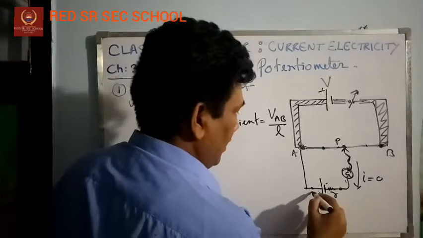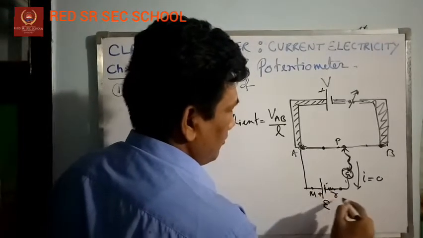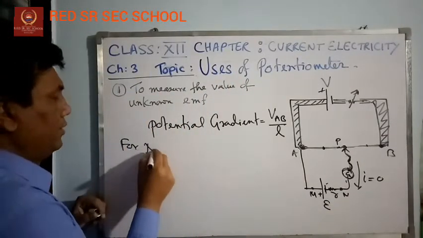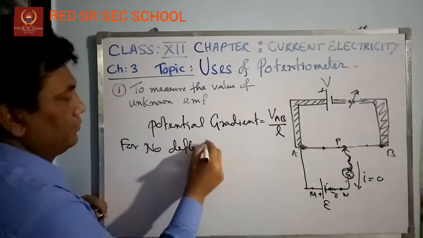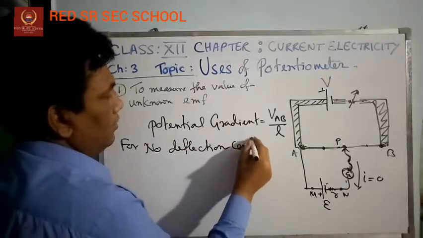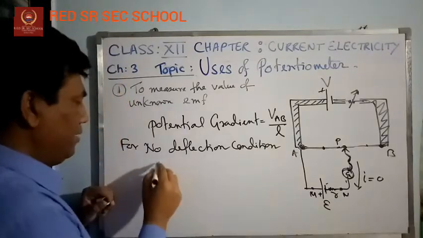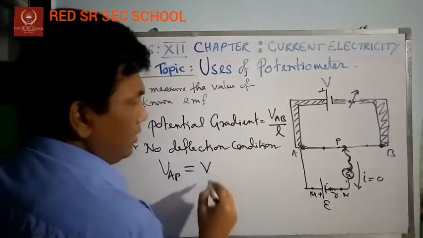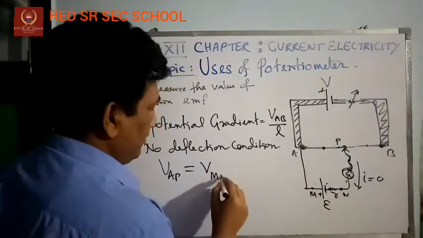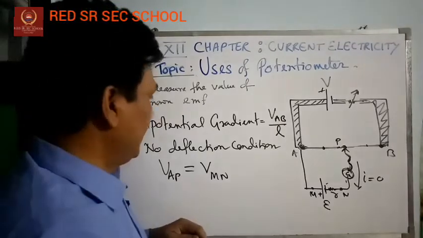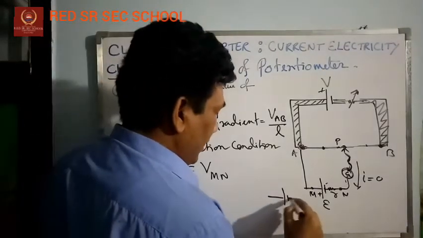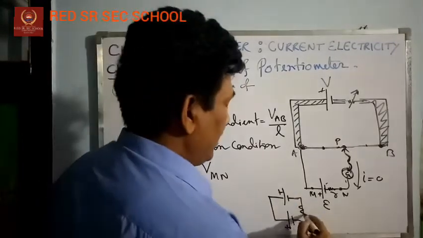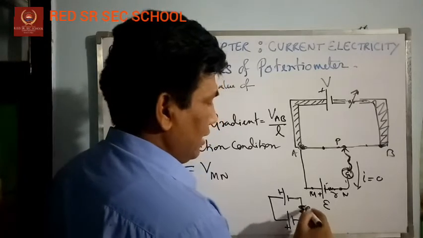Say this is M and N. It means for the no deflection condition, V_AP, the potential difference between A and P, must be equal to the potential difference between M and N. Are you getting my point? It will behave like two batteries of the same voltage and same polarity, so no current will be there in the resistor. Here the R is the galvanometer.